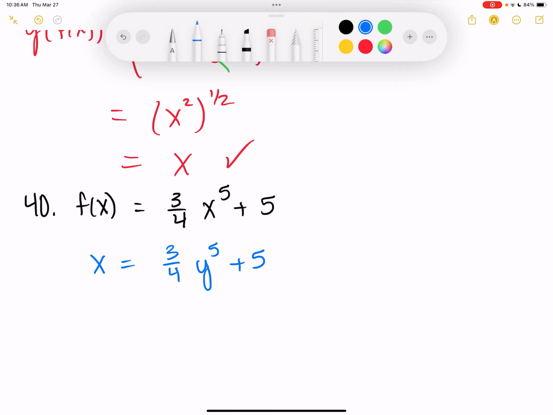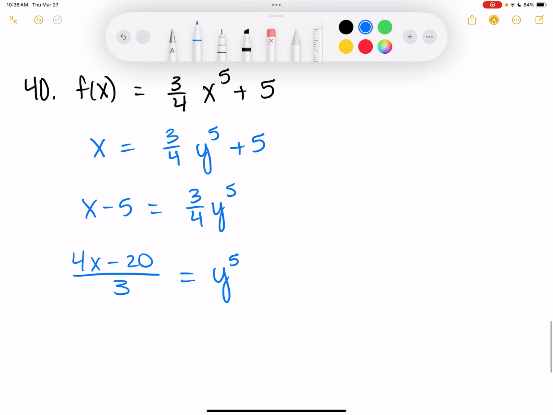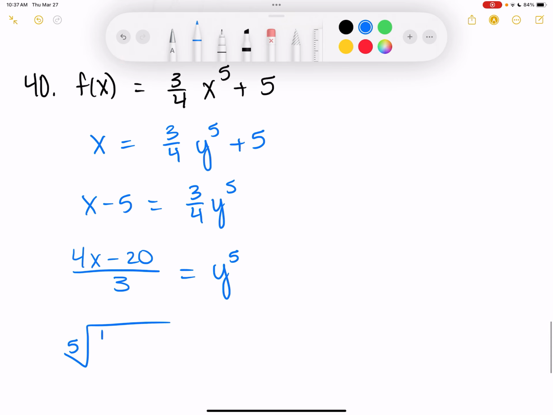Subtract 5. So x minus 5 equals 3/4 y to the 5th. Now what? Multiply by 4 over 3, and that's going to give me (4x minus 20) over 3 equals y to the 5th. Now what? The 5th root of that. So the 5th root of (4x minus 20 over 3) equals y. And this would be your f inverse.